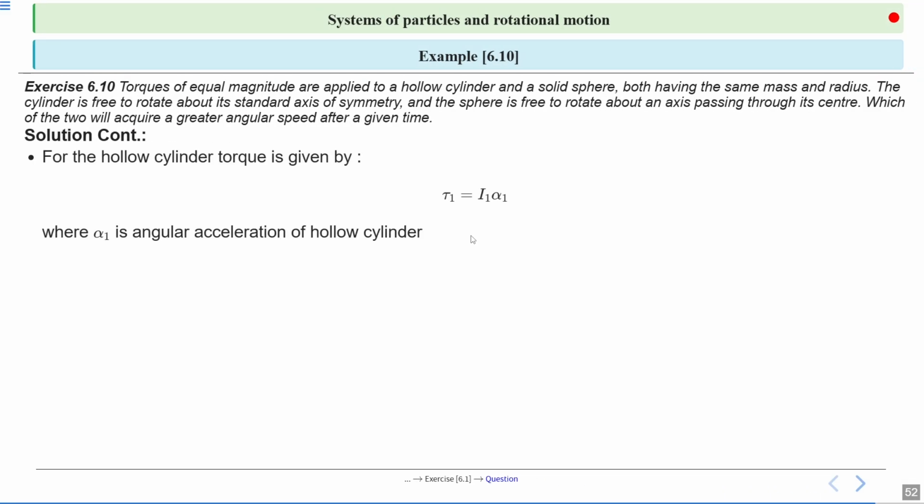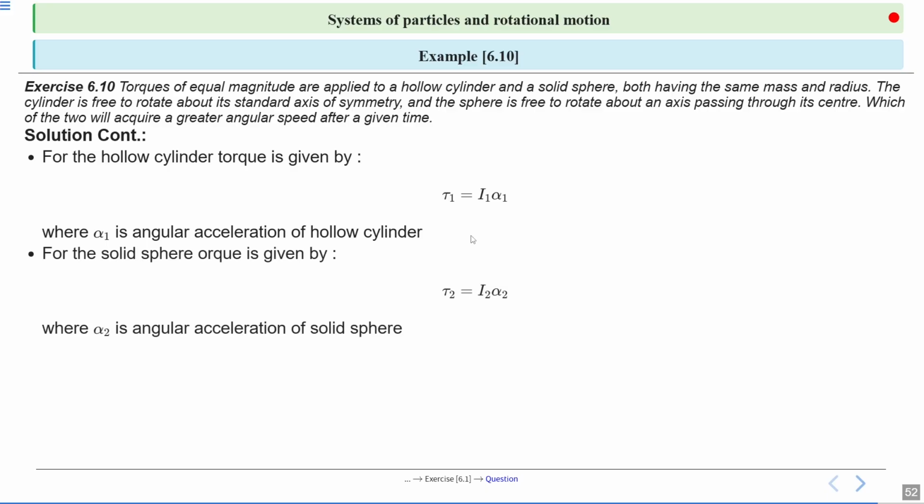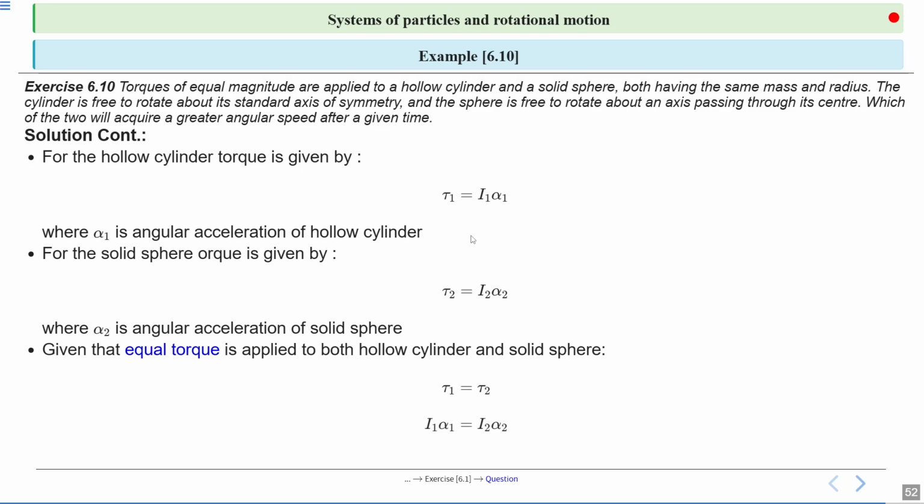For the hollow cylinder, torque is tau 1 equal to I1 alpha 1. Similarly, for the solid sphere, torque will be tau 2 equal to I2 alpha 2, where tau 1 is the torque and alpha 1 is the angular acceleration of the hollow cylinder, and alpha 2 is the angular acceleration of the solid sphere. Given that equal torque is applied to both, the next step is we will equate both torques, that is tau 1 equal to tau 2, where tau 1 is I1 alpha 1 and tau 2 equal to I2 alpha 2.